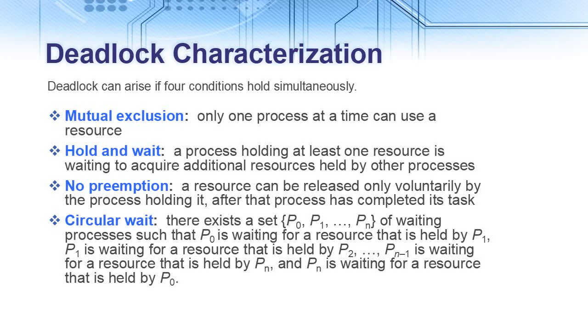And the other one is circular wait. There exists a set P0, P1, up to Pn of waiting processes such that P0 is waiting for a resource that is held by P1, P1 is waiting for a resource that is held by P2, and it goes on up to Pn-1 waiting for a resource held by Pn, and Pn is waiting for a resource that is held by P0. This is circular wait. If the four conditions hold simultaneously, deadlock will occur.